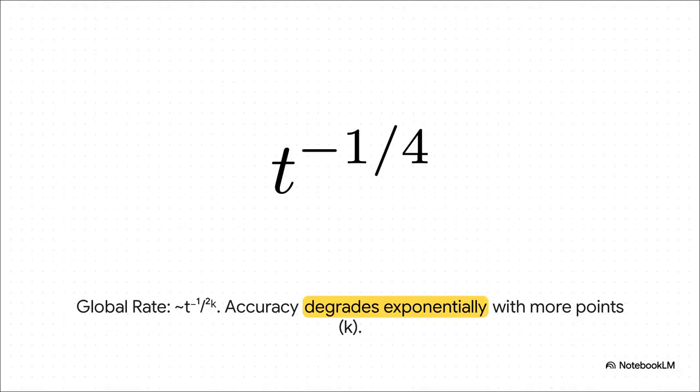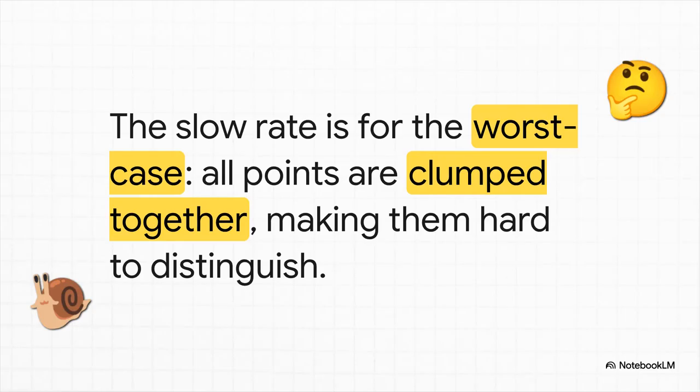The math shows that the best possible accuracy gets worse at a rate related to 1 over 2k, where k is the number of points you're trying to find. That k is what makes it so brutal. It means the problem gets exponentially harder as you add more points. For example, with just 2 points packed really close together, k equals 2. The rate is 1 over 2 times 2, which gives us this t to the minus 1/4 that you see here. So why is this rate so pessimistic?